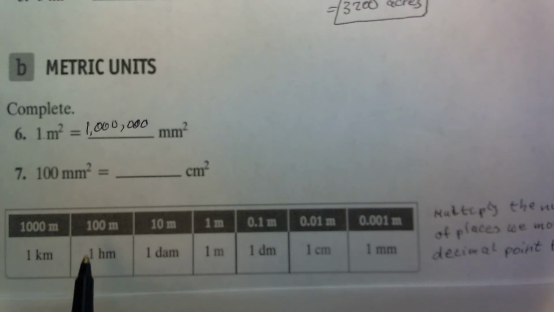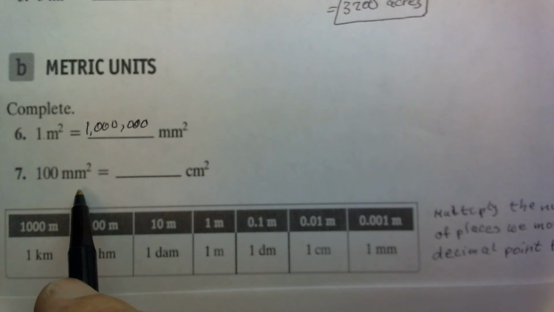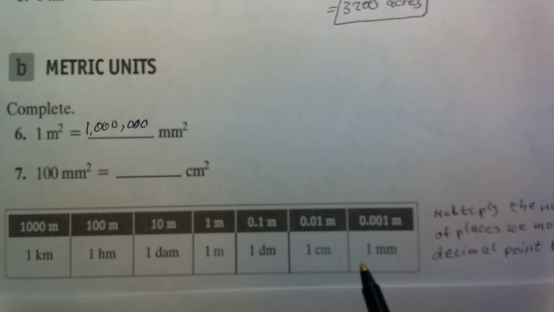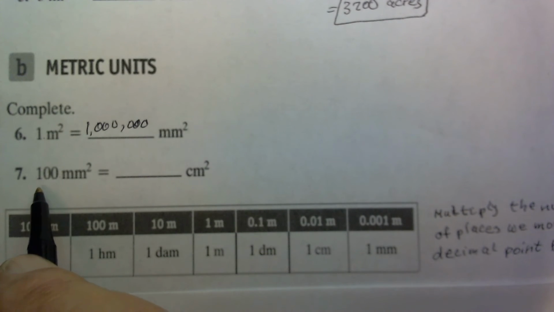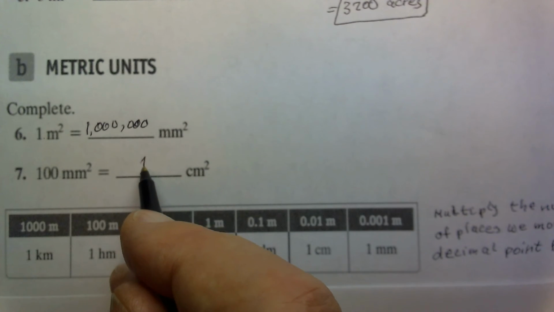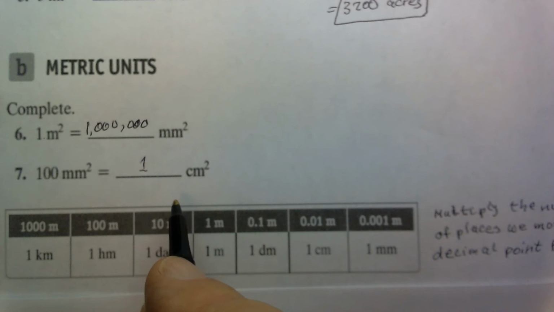For number 7, 100 square millimeters equals how many square centimeters? So we're going from millimeters to centimeters, which is one place, times 2 would be 2 places. The decimal is here, and now it's moving 2 places to the left. That gives us 1 square centimeter.